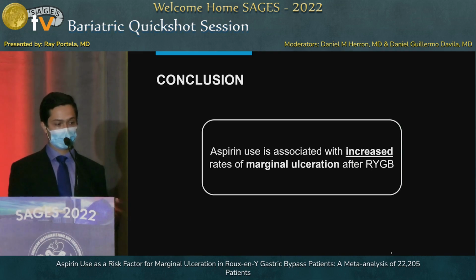In conclusion, we know that aspirin is associated with increased rates of marginal ulceration after Roux-en-Y gastric bypass.